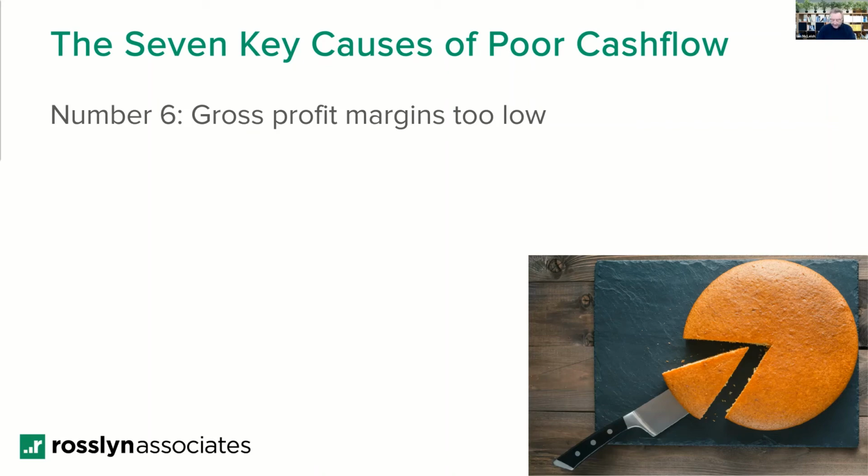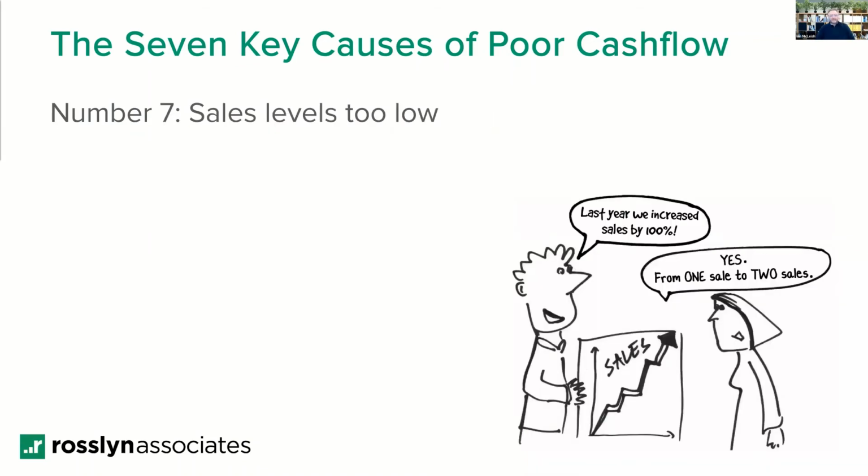As you can see, profit and cash obviously are not completely separate things. They influence each other. If you don't make any profit, you probably eventually are going to run out of cash. Okay, and then the final one, sales level is too low. Now that might seem obvious, and it is. People often say it takes a while to make a profit.